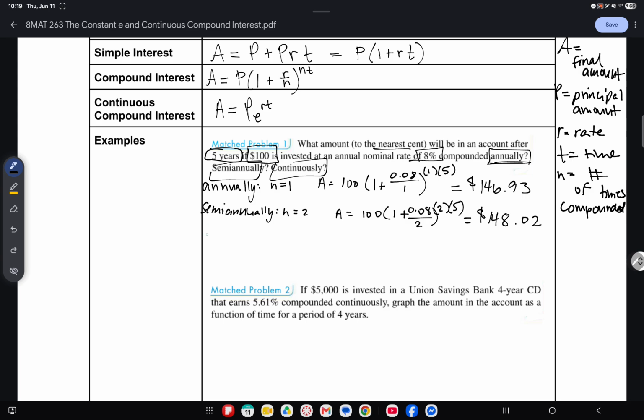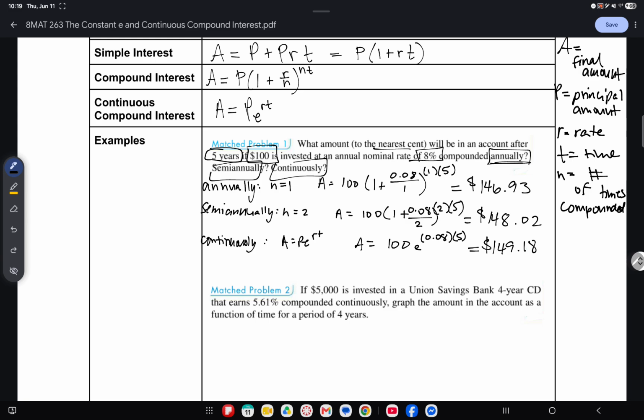And then continuously, that's the A equals P e to the RT. So our initial of 100, and then times e to the RT. And so I get 149.18.